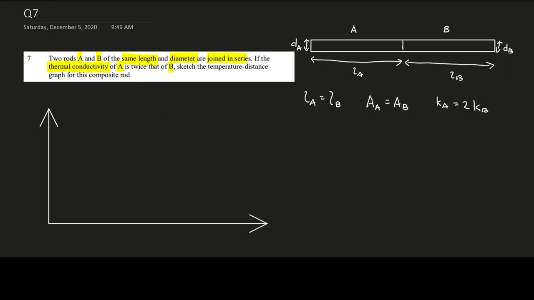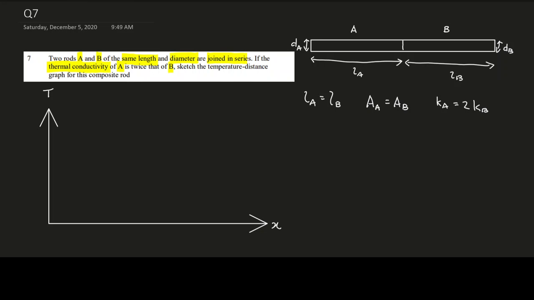So what should we do now? We are asked to sketch the temperature-distance graph for this composite rod. Composite means it's a combination of two things. So for this, we know that our graph should be a T-x graph. T represents temperature, x represents distance. The thing is, this question is really short. Honestly, if this is the question, you can't really draw the temperature-distance graph. Why is it so? Because there's not enough information.